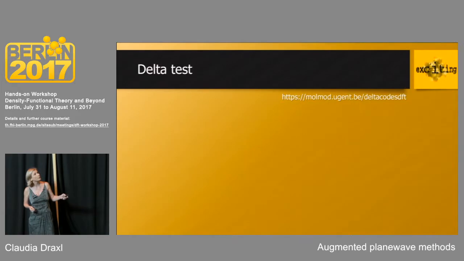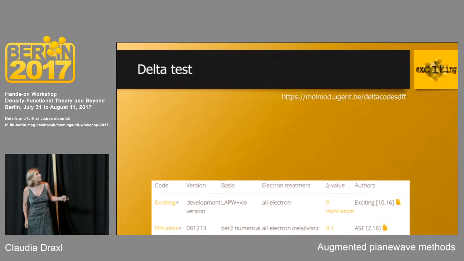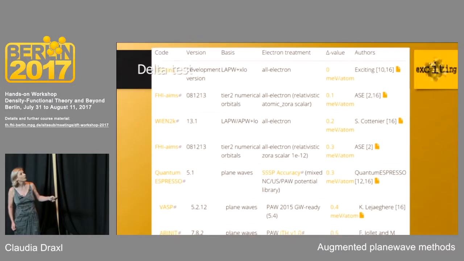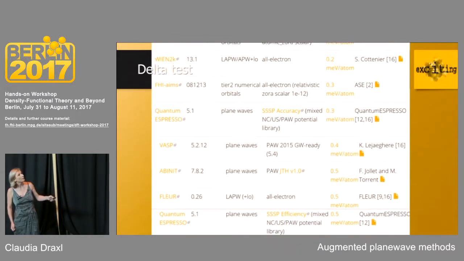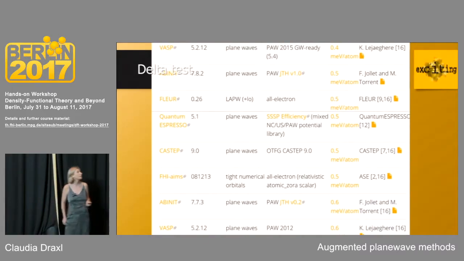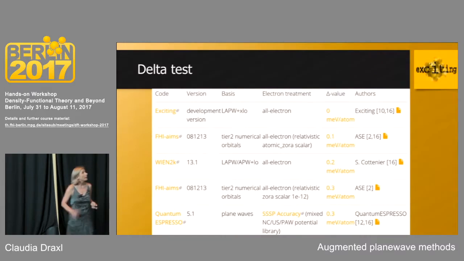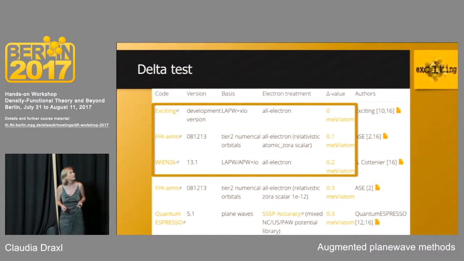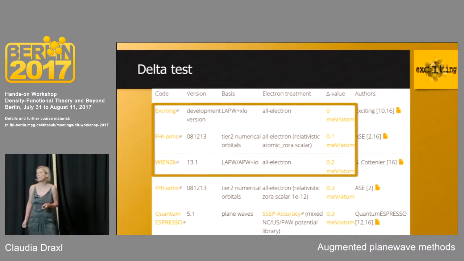But if you go to Stéphane's webpage here, you can choose a code. Of course, we have chosen exciting here because this is the dearest to us. And then you can see how all the other codes compare with this. And this is the overall deviation of the average quality factor of all the materials that we've computed. I don't want to go into detail here, just to point out that you see here on top, these are all-electron codes which have very similar results. So they agree basically in how they solve the Kohn-Sham equation for all the materials.